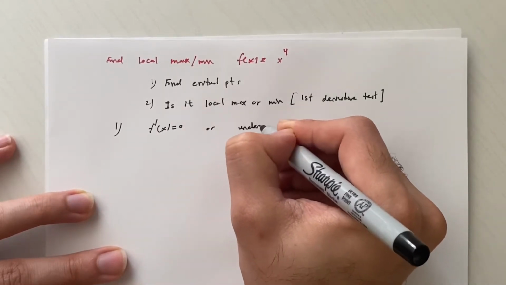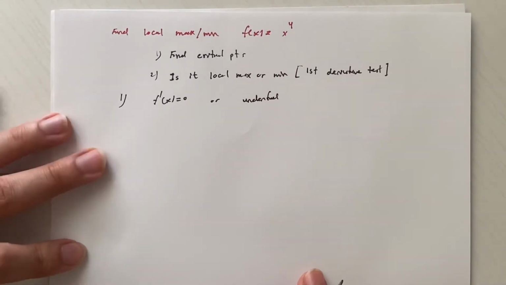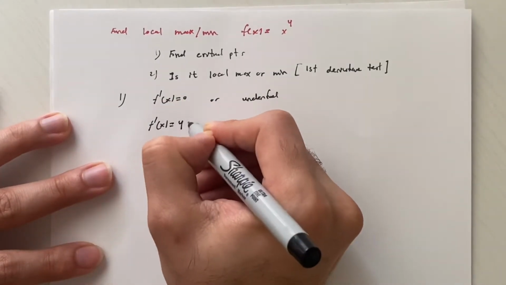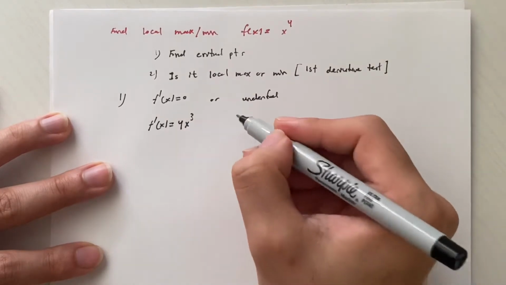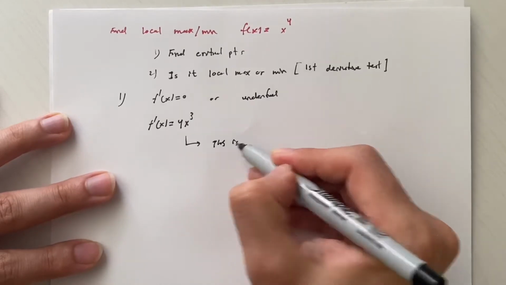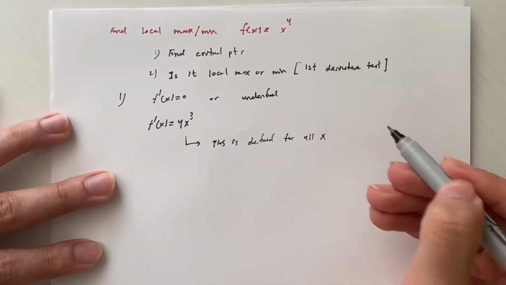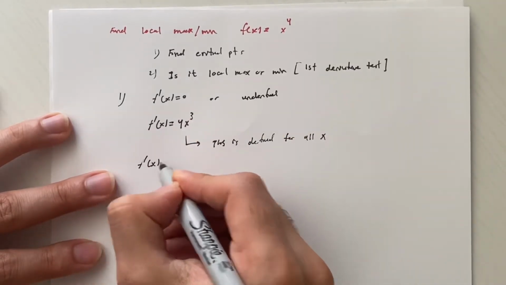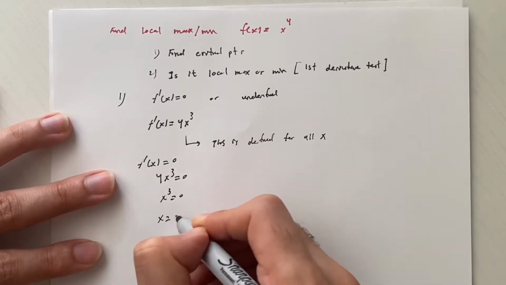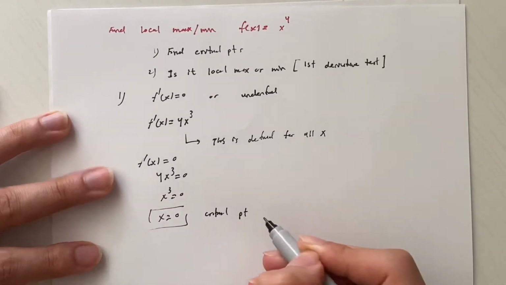So first let's find where the critical points are. Critical points are where the first derivative is 0 or undefined. So let's find the first derivative. It's going to be 4x cubed, and then let's see, is this undefined or not? This is actually defined for all values of x. So now we just solve this and set it equal to 0. So a critical point is going to be at x equal to 0.